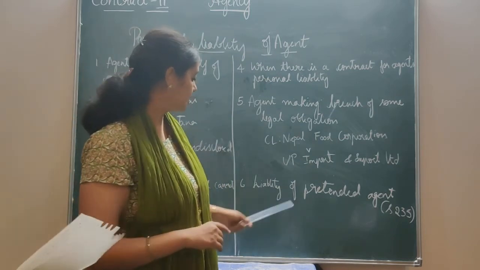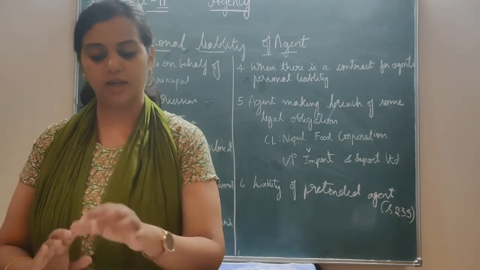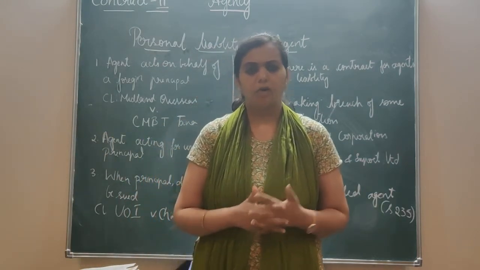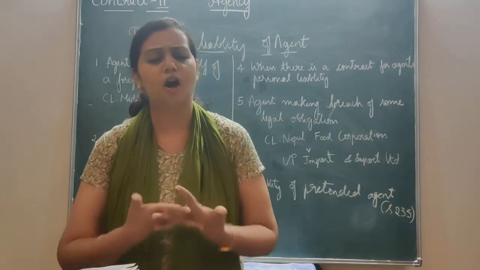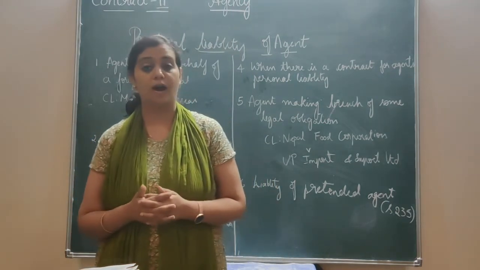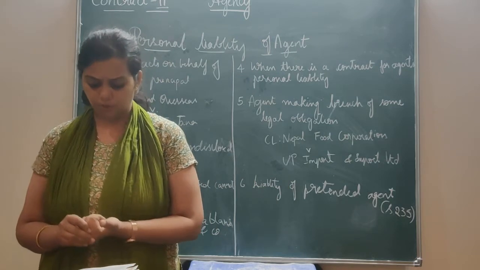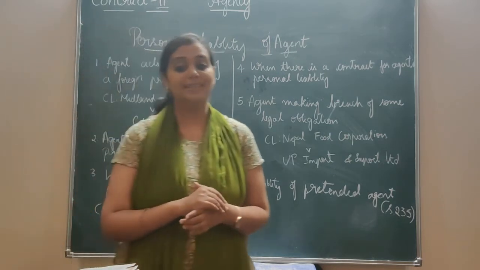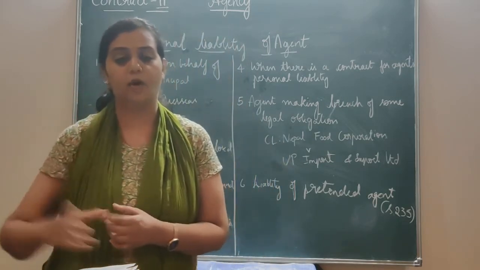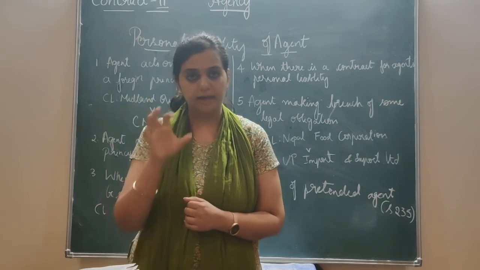Then the last point is liability of pretended agent. What is this liability of pretended agent? Pretended agent means though he does not have the authority, he is not authorized by the principal, still he is doing certain works on behalf of the principal, in the principal's account. So it says that a person untruly representing himself to be an authorized agent and thereby inducing the third party to deal with him or entering a contract with him, the agent is liable for this particular act.